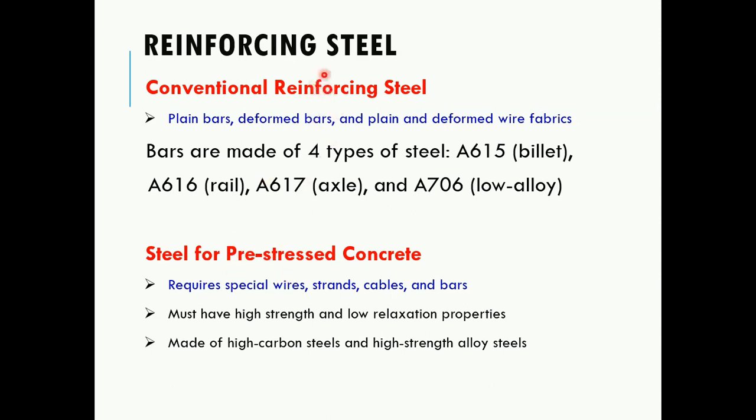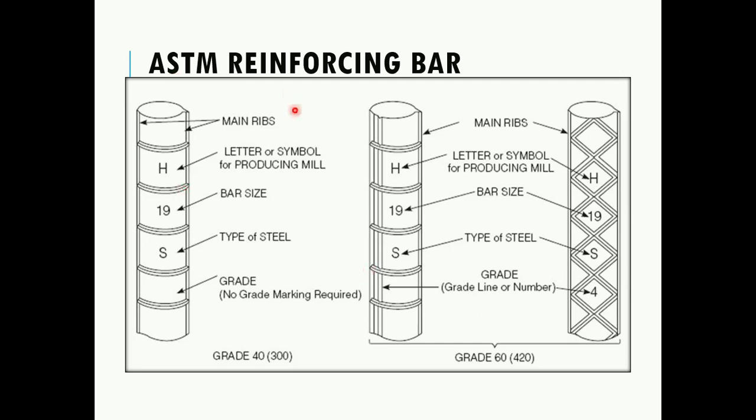This one is just ordinary concrete, and this one is for pre-stressed concrete, where we require special wire or cables, and it must have high strength and low relaxation properties, and we make it from high carbon steel and high strength alloy steel. This is an example of an ASTM standard name for reinforcement bar. For example, for grade 40, they have a letter and symbol, the bar size, also the type of steel, whether it is high strength or mild steel, and so on.